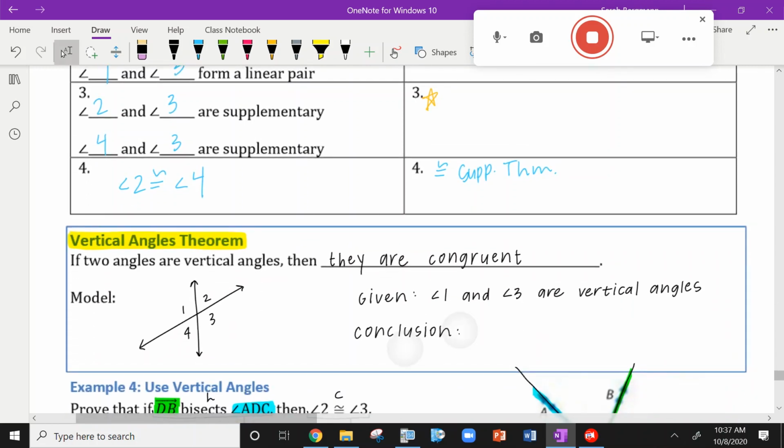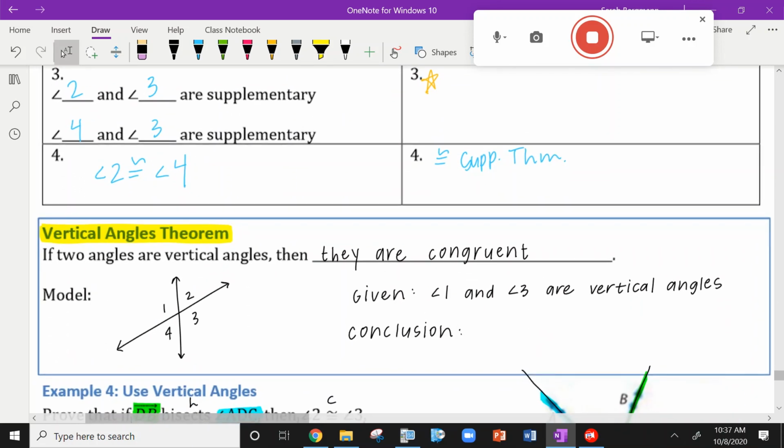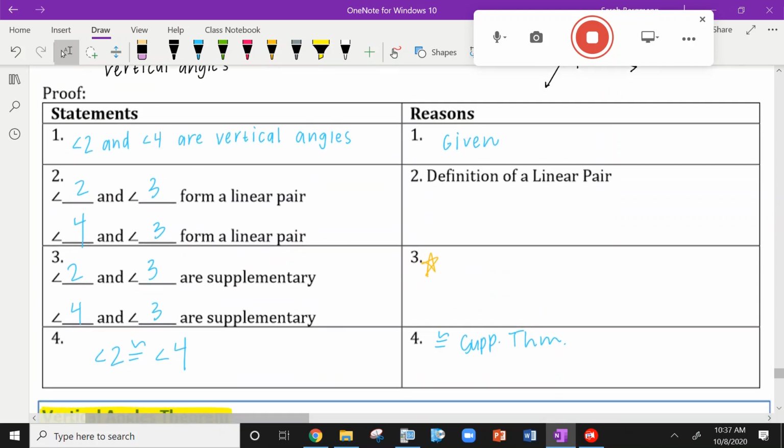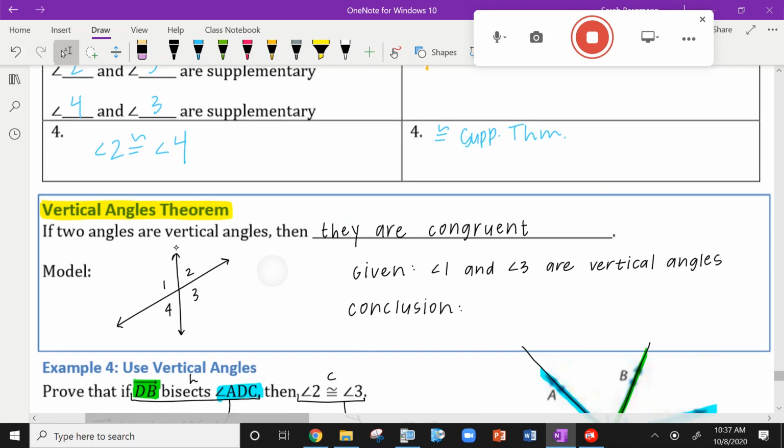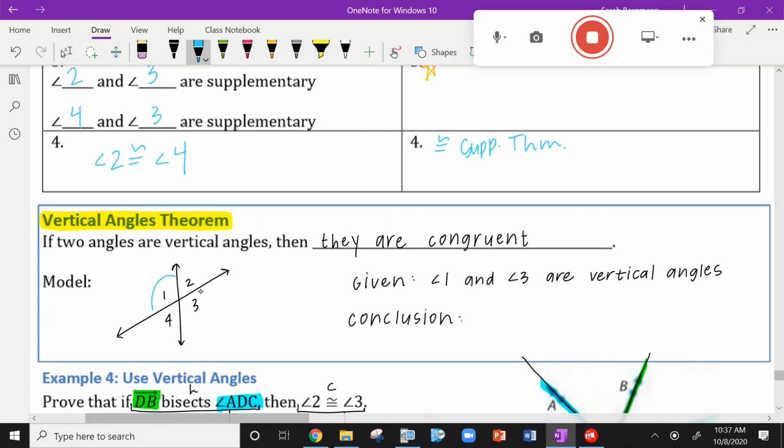Next, let's talk about the vertical angles theorem. This says that if two angles are vertical angles, then they are congruent. So from now on, instead of going through all 4 of these steps to prove that two vertical angles are congruent, you can just say the vertical angles theorem tells me that they must be congruent. So for example, if you know angle 1 and angle 3 are vertical angles, you can conclude that angle 1 is congruent to angle 3.